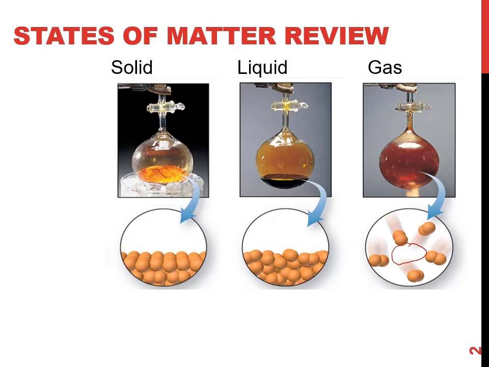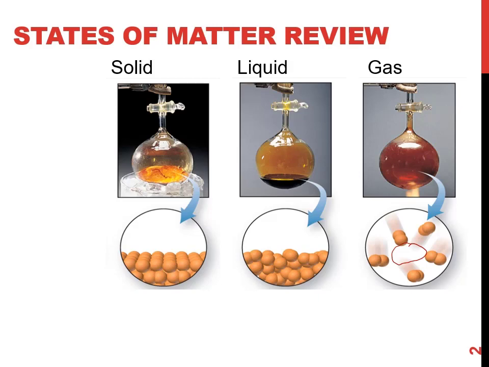What we're going to see with liquids is that liquids are packed tightly together, but they do have freedom of motion, meaning that the particles can move past one another in the liquid state, but they're still going to be packed tightly together. This causes the liquid to have a defined volume, but it takes the shape of its container.